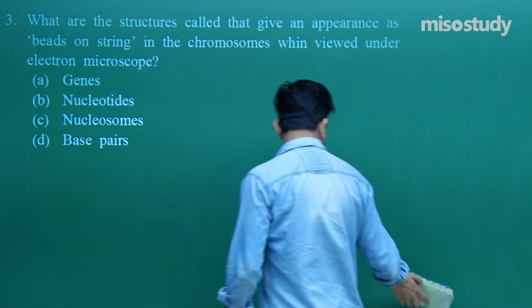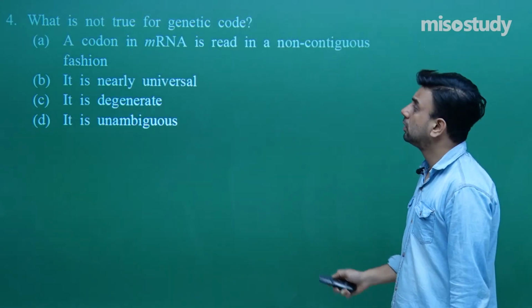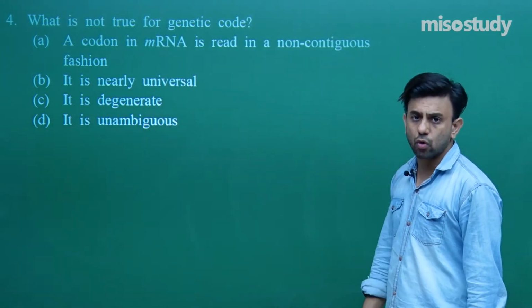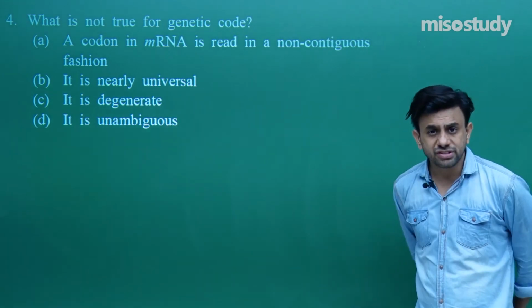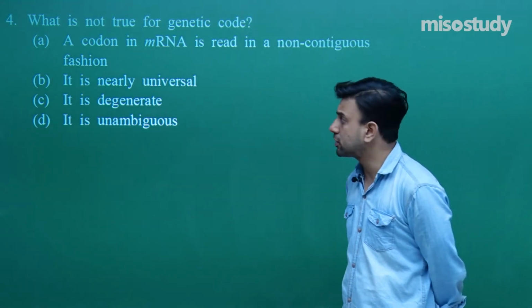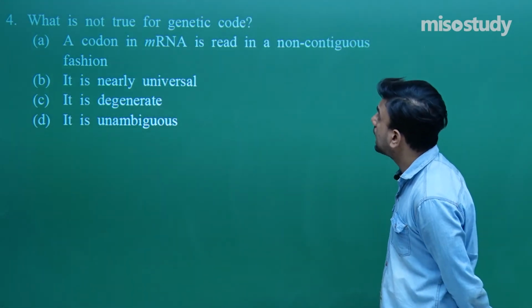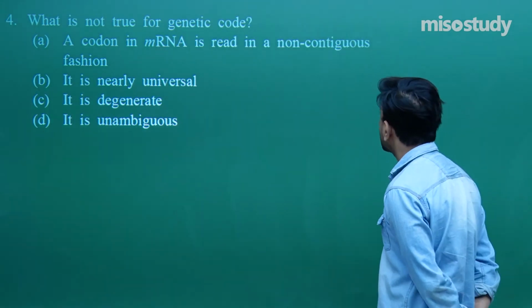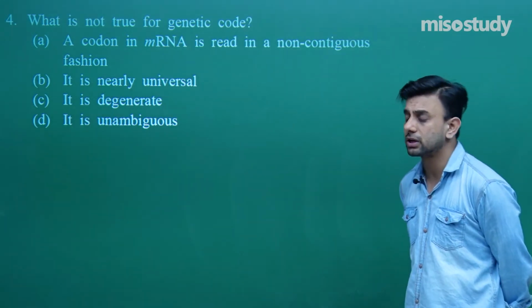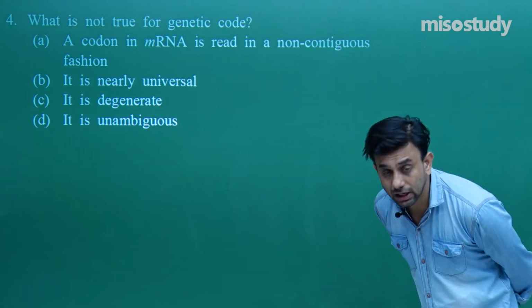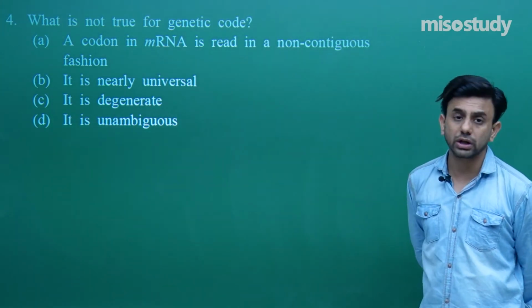We move on to the next question. What is not true for the genetic code? The genetic code was given by Gamow. A codon in mRNA is read in a non-contiguous fashion, not at all. It is read in a continuous, contiguous manner, the codon in the mRNA.